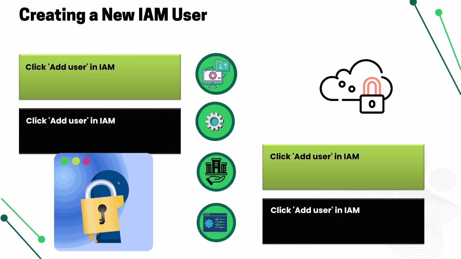Time to create an IAM user, no pressure. First, click Add User. Give them a proper username, not something like user 123, future you will thank you. Choose access type, password, login, or key-based. Then permissions, don't go wild. They don't need godlike AWS power. Finally, review and confirm. Congrats, you've officially given someone AWS access, and hopefully not too much.